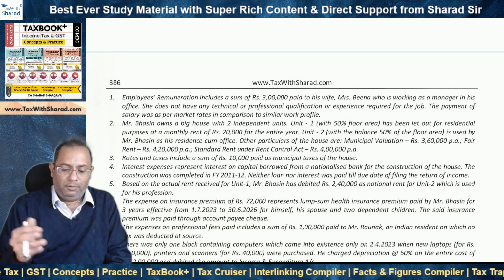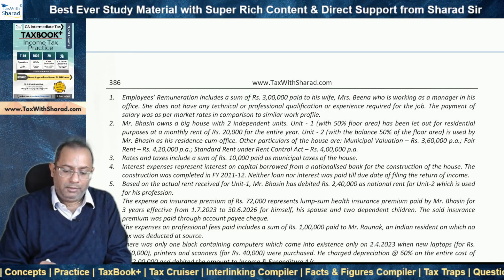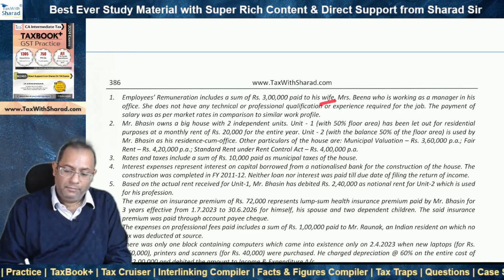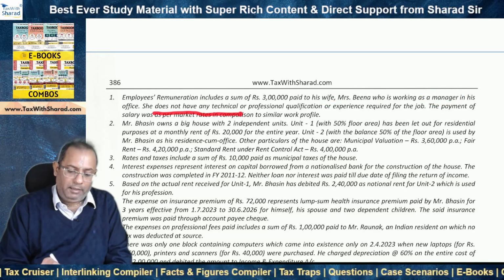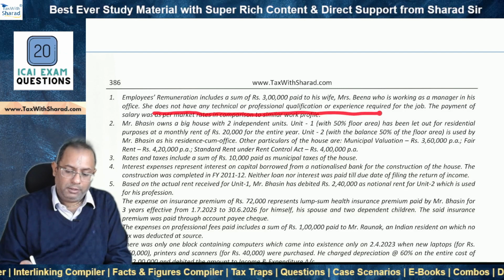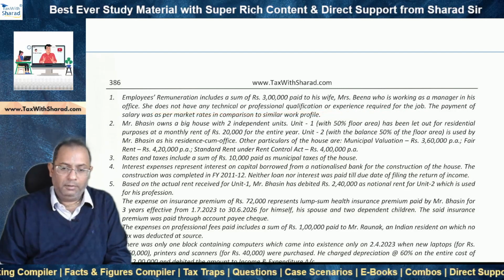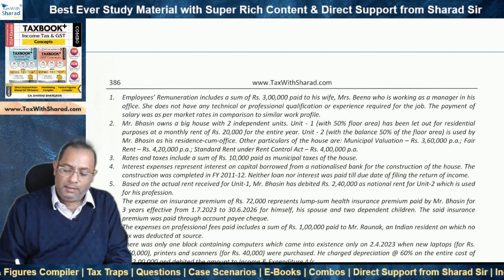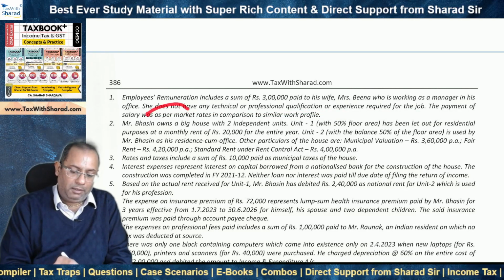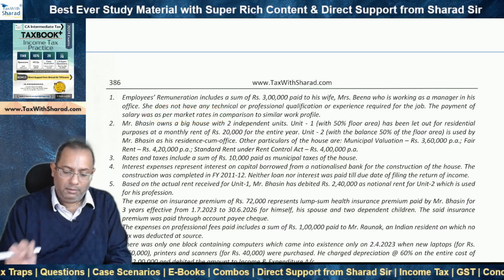So Mr. Basin, who is the proprietor, has paid rupees 3 lakh as remuneration to his wife, who is working as a manager in his office. She does not have any technical or professional qualification or experience required for the job. So technical or professional qualification or experience is missing. And then it is given that the payment of salary was as per market rates in comparison to a similar work profile.